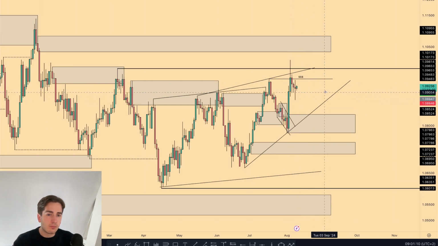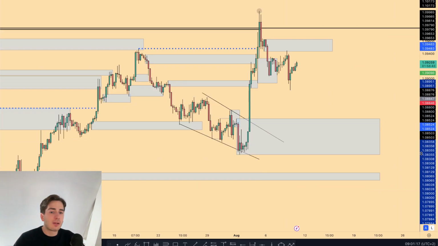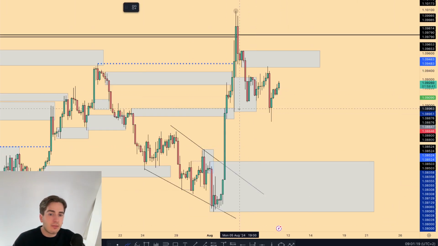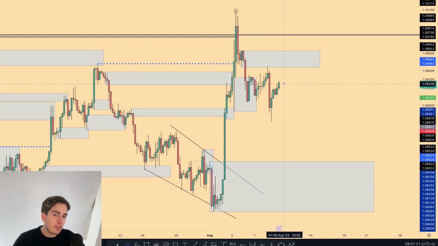Obviously, we are still in a bullish trend, and we need to see some more bearish momentum kick in on the 4-hour. The first bearish indication is obviously the fact that we broke this 4-hour fractal low. So let's see if we can start pushing down lower, guys.